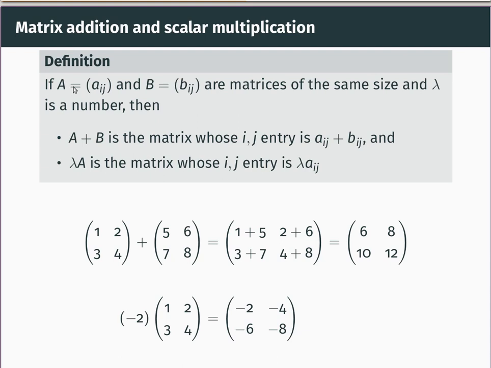We're going to define a way to add 2 matrices of the same size, and that's called matrix addition, and we're going to define a way to multiply a matrix by a single number, and that's called scalar multiplication.